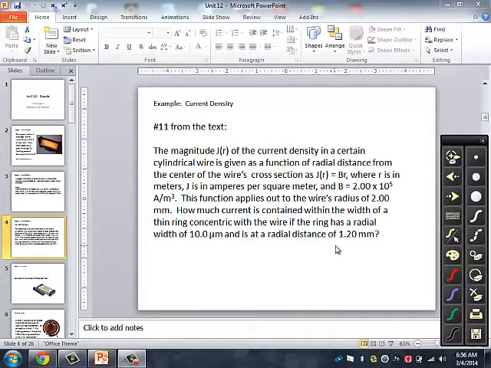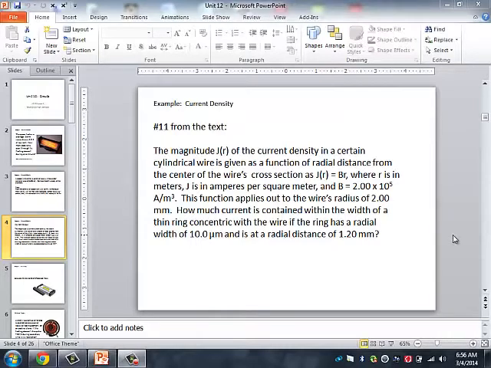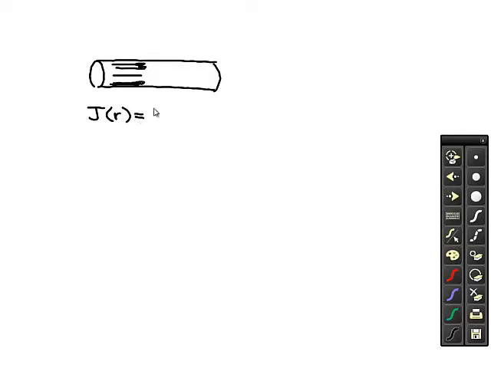Okay, so let's translate this into something that kind of makes sense. What they're saying here is that we've got a wire, and that current density varies as you move out. So in other words, you've got greater current density in the exterior regions, lesser current density toward the center. So J varies as a function of r.